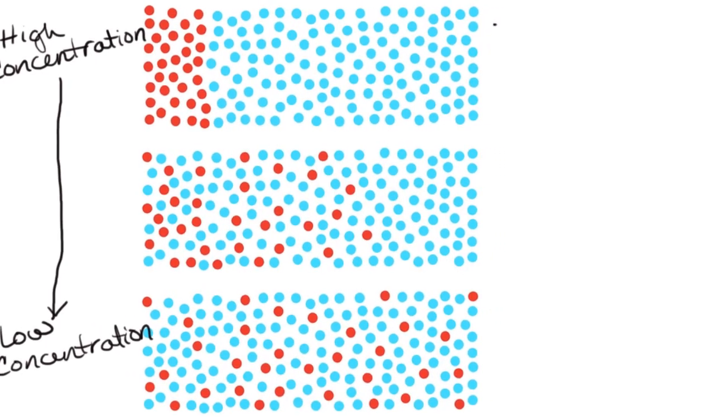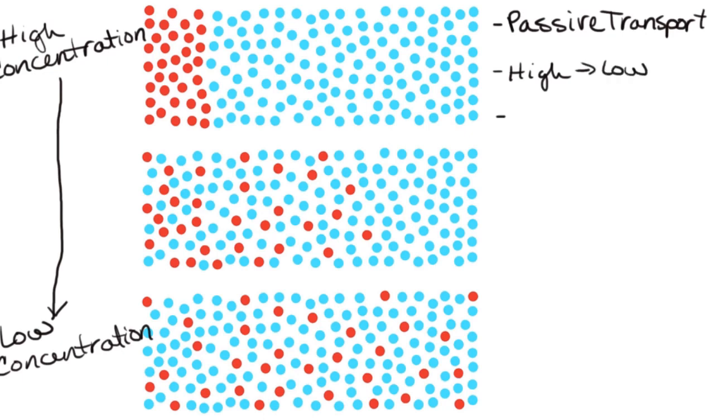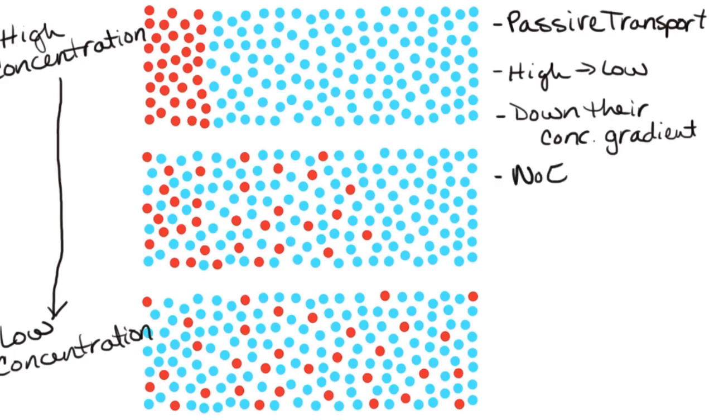Now, a couple things to understand about diffusion. This is going to be a type of passive transport, and it is passive because these molecules, in this case the red molecules here, are going from high to low. Another way to say this would be that they are going down their concentration gradient. That's just a different terminology for the fact that they are going from a high concentration to a low concentration. And because this is passive transport, it is going to require no energy.